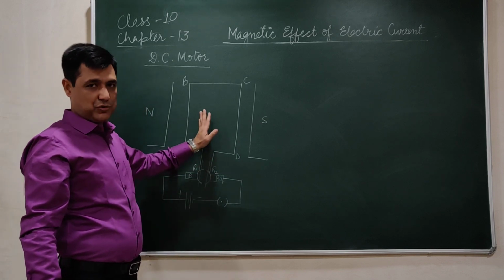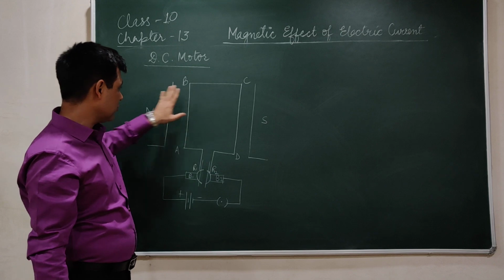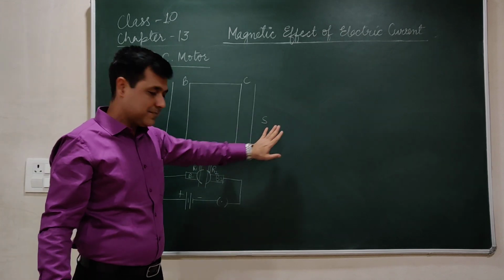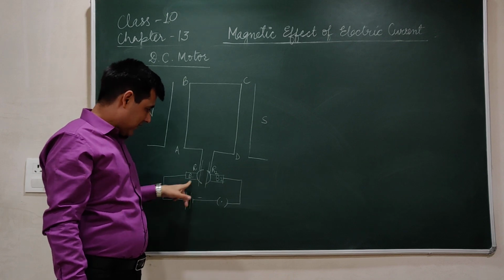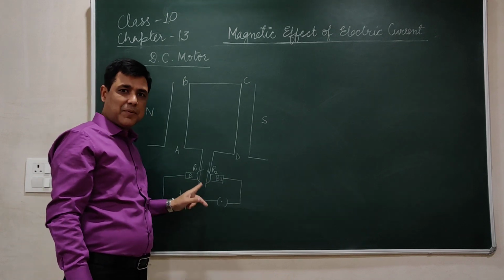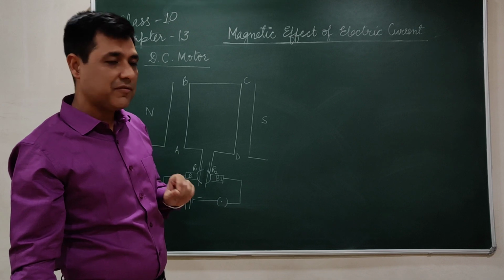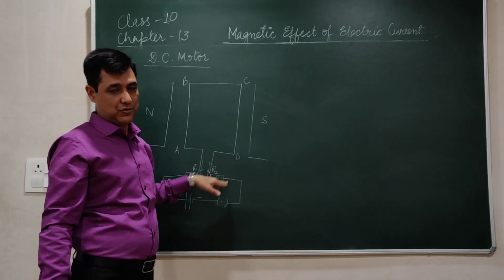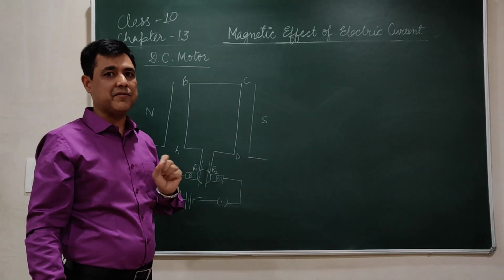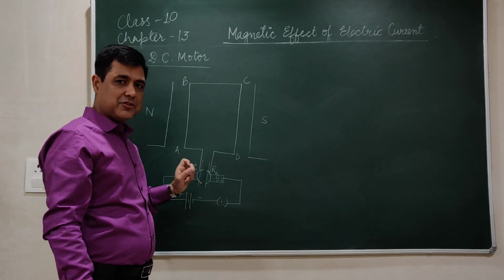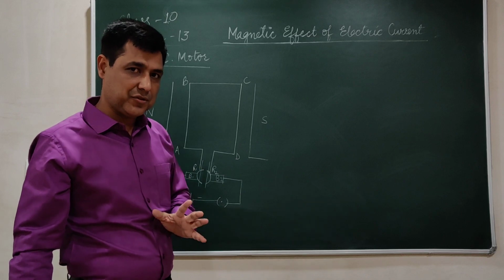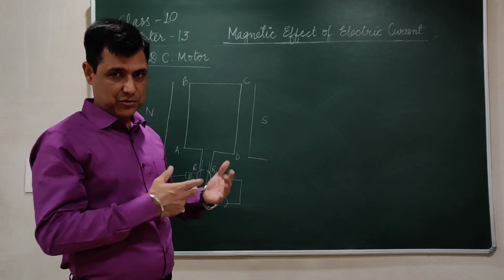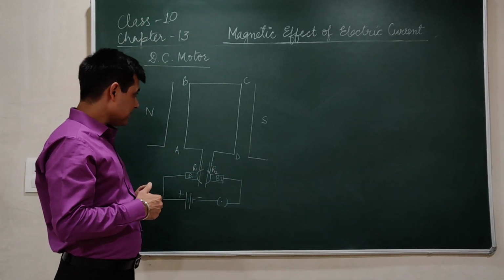So current can easily flow through. So this is the construction: armature coil, the permanent magnet, then there is an axle, there is a split ring, and carbon brushes. The function of split ring is to change the direction of current in armature coil after every half rotation. Now how does it work?